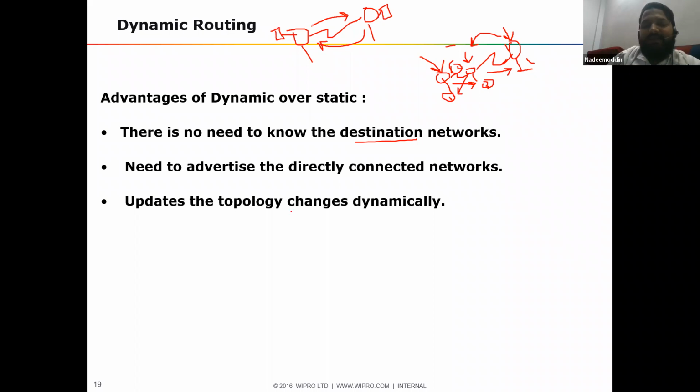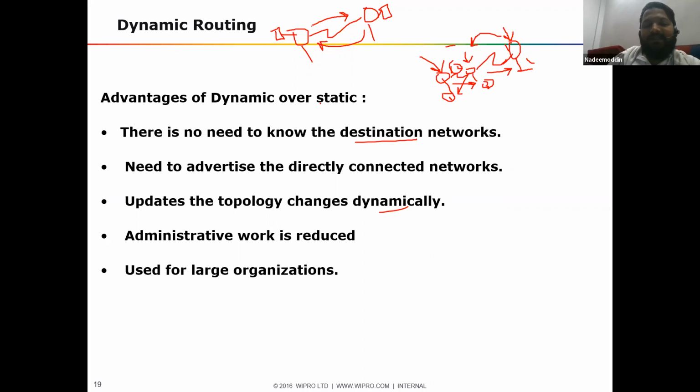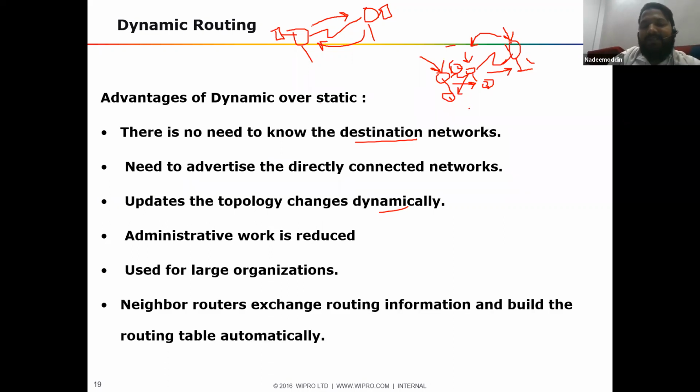So topology changes dynamically. If any network is added, every router will come to know automatically. You no need to go and statically tell each router about that. Administrative work is reduced with dynamic routing. It is used for larger organizations. Neighbor routers exchange routing information and build the routing table.